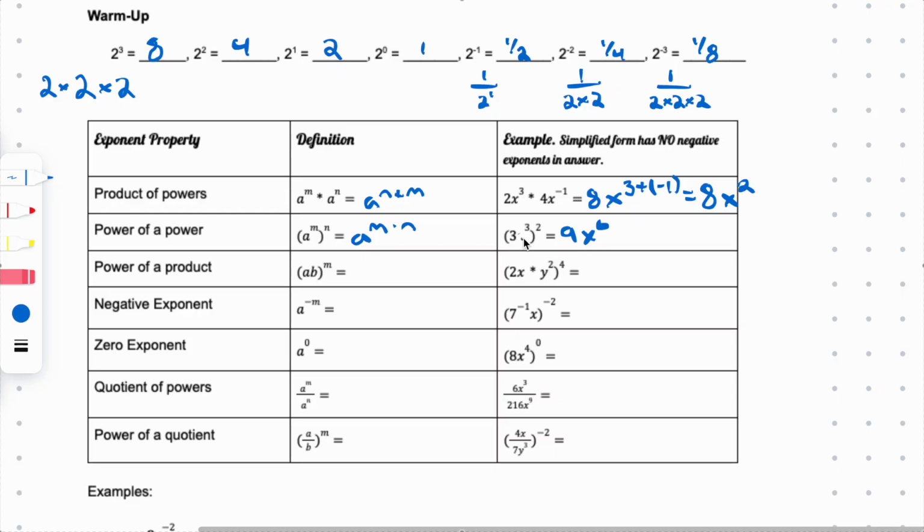Yeah, just be mindful in this case that we have parentheses around the 3x to the third term. So we do need to distribute this squared part.